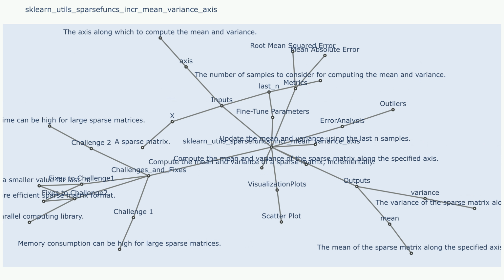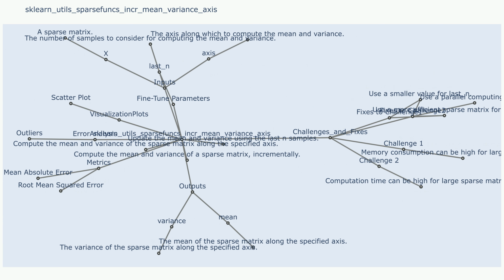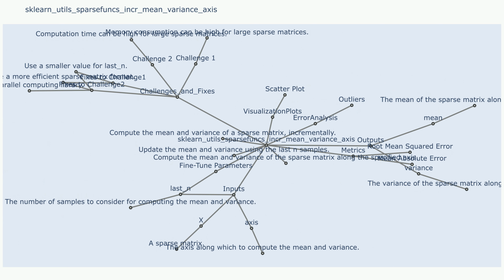Axis, an integer specifying the axis along which to calculate the mean and variance. 0 represents the rows, and 1 represents the columns. last_n, an optional integer specifying the number of previous data points to consider when calculating the mean and variance. This is useful for handling scenarios where the data has time-dependent characteristics and you want to focus on recent observations.